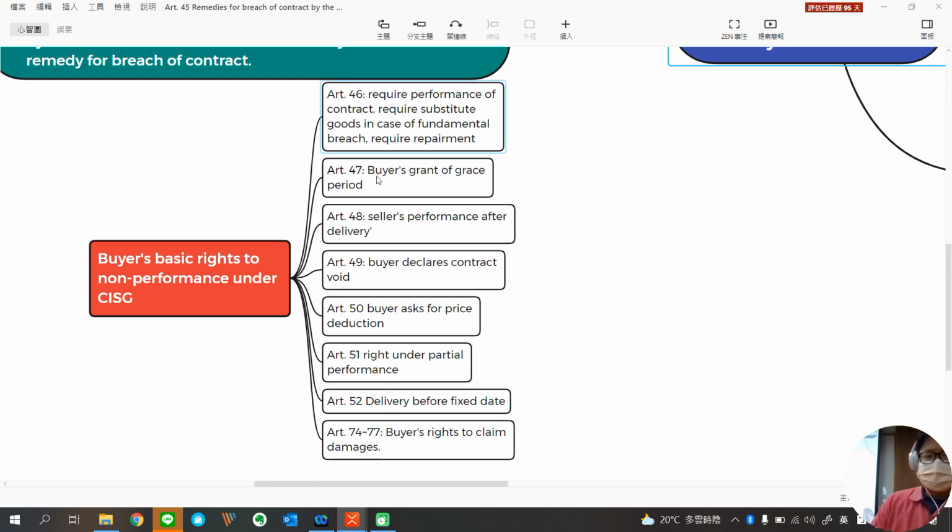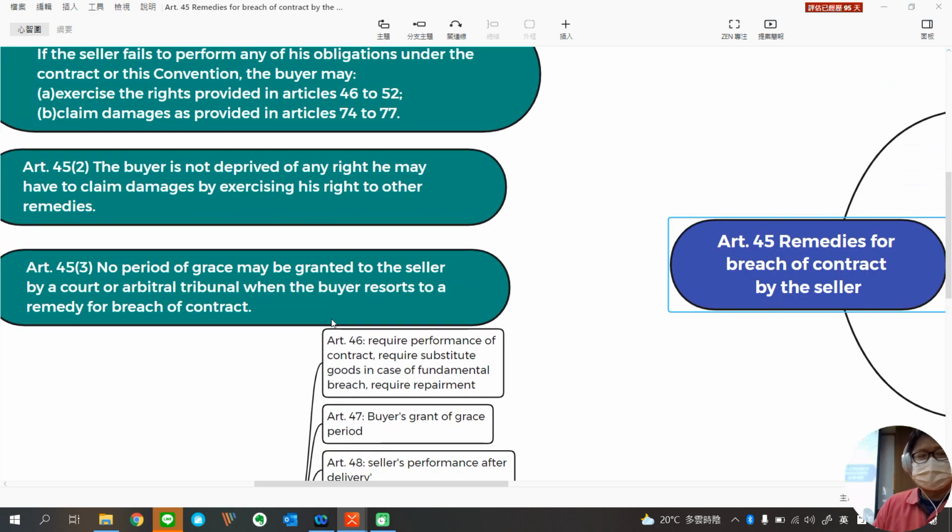So we can say the most important are Article 46, Article 50, and also Article 49, the most important buyer's rights in case of non-conformance or non-performance. And Articles 74 to 77 are the buyer's right to claim damages. So there are different circumstances. That is the buyer's basic right on non-performance under the CISG.